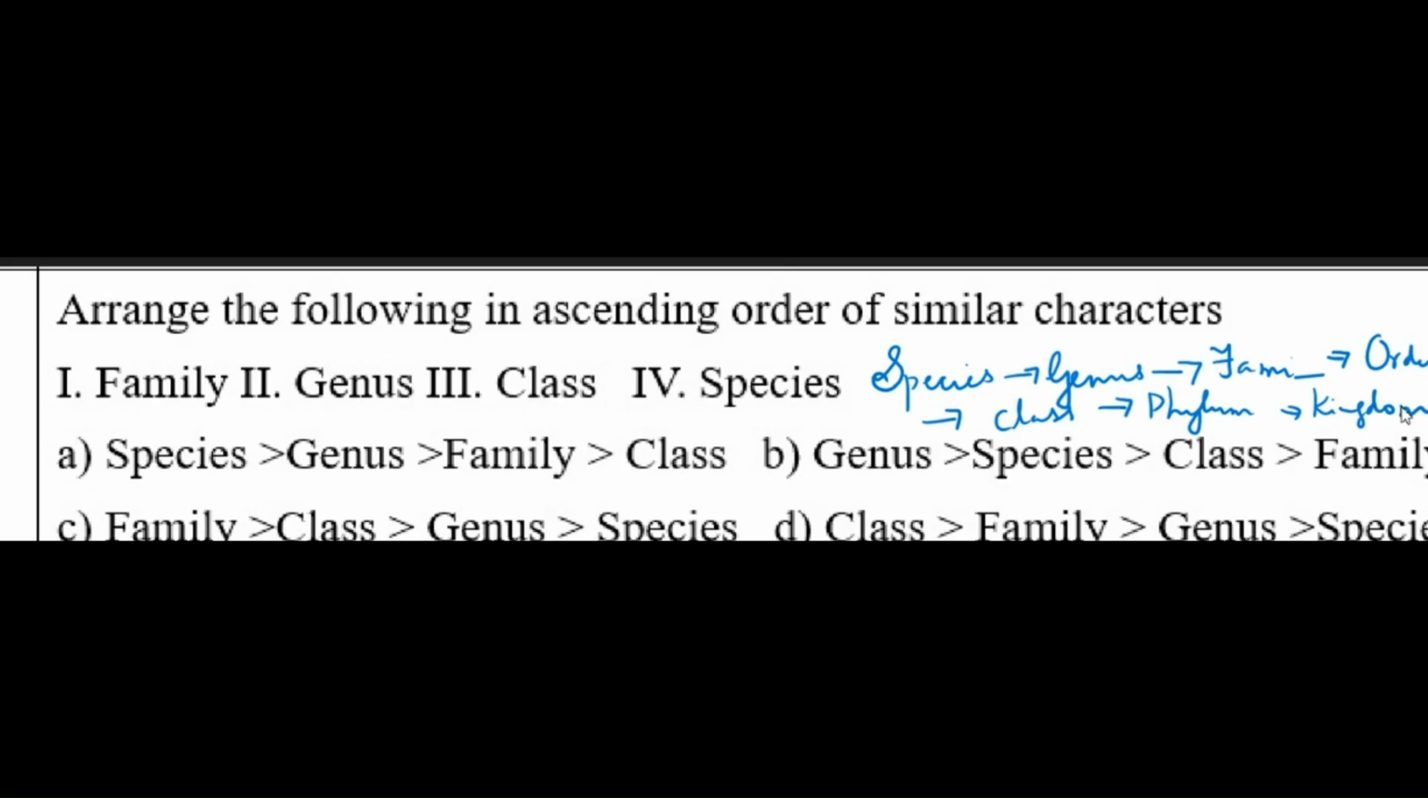So of these, which option will be according to this? What about option A? Species, genus, family. There should be order here, and then comes class. So option A would be the answer if it is in ascending order of similar characters.